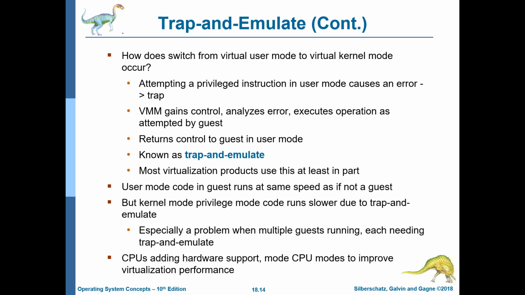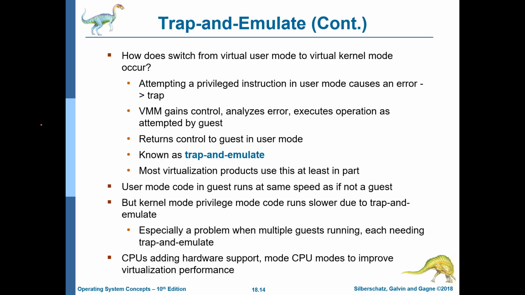Here is the idea in better detail. The key question is how do we switch from virtual user mode to virtual kernel mode? We attempt a privileged instruction and this causes a trap, an exception, and this is where the VMM comes in. It analyzes the error, it analyzes what operation the guest OS was trying to do, and then it returns control to the guest in user mode. This is known as trap and emulate. And in the past, most virtualization products work like this.